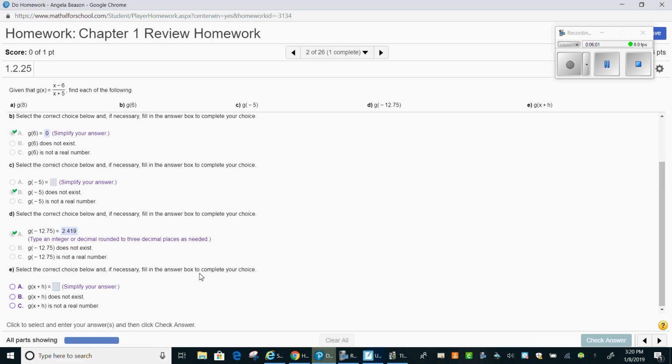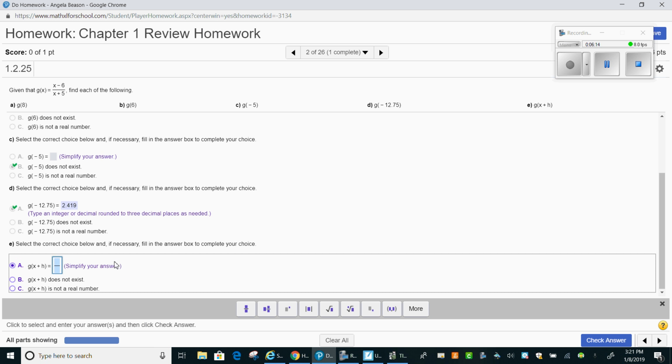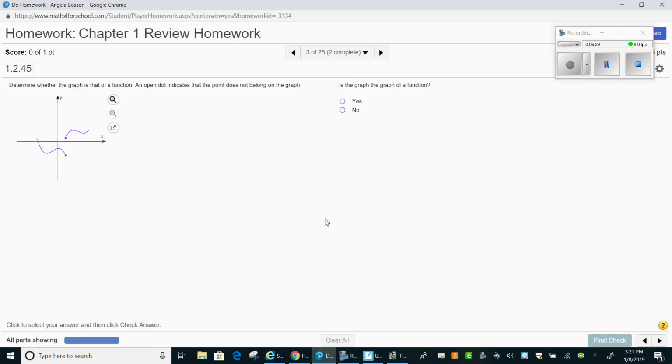So the top, x plus h minus 6. I can type that in. So I need to go here, make a fraction. Fraction x plus h minus 6 on the top. And then on the bottom will be x plus h plus 5. And that gets question number 2.